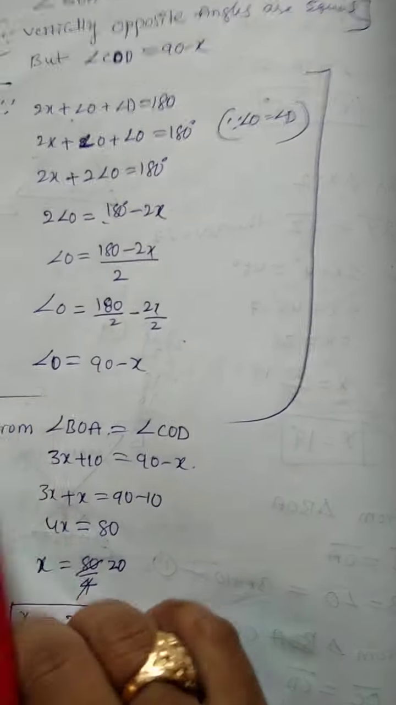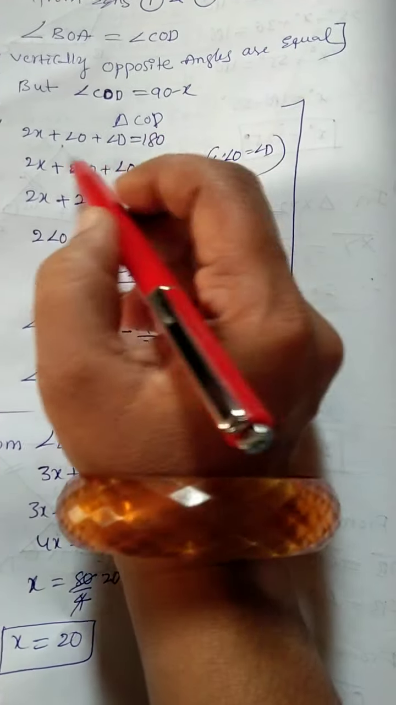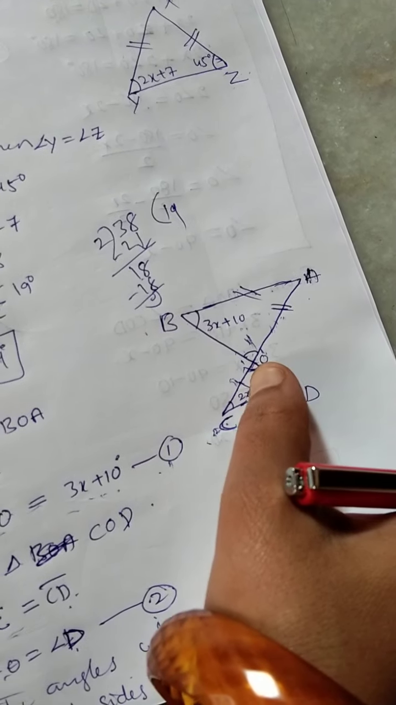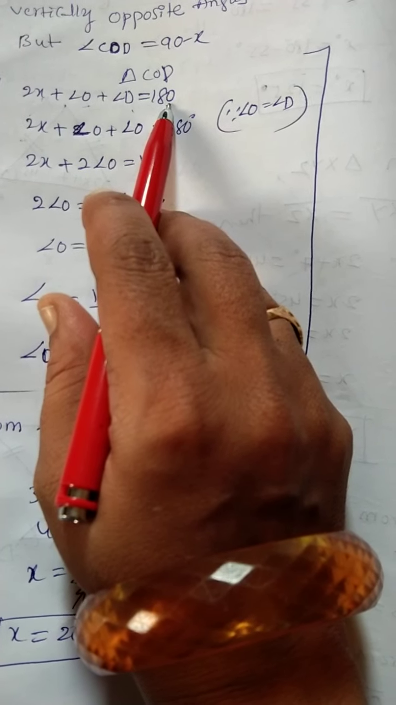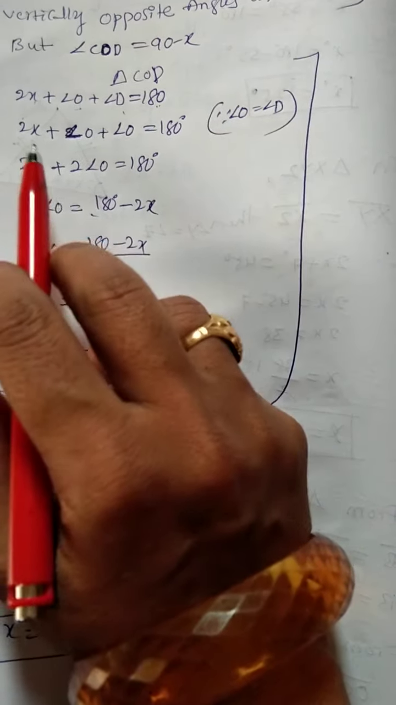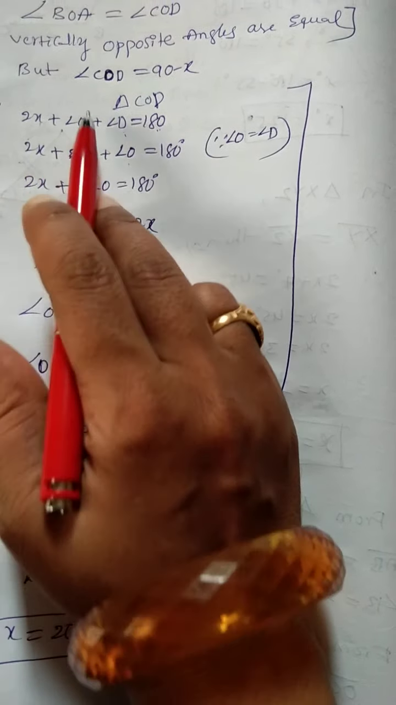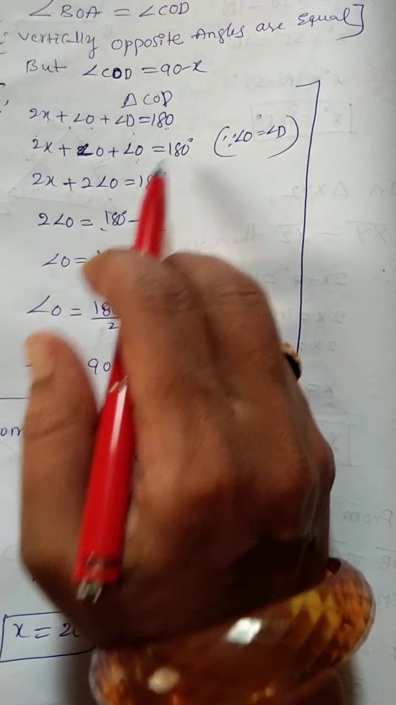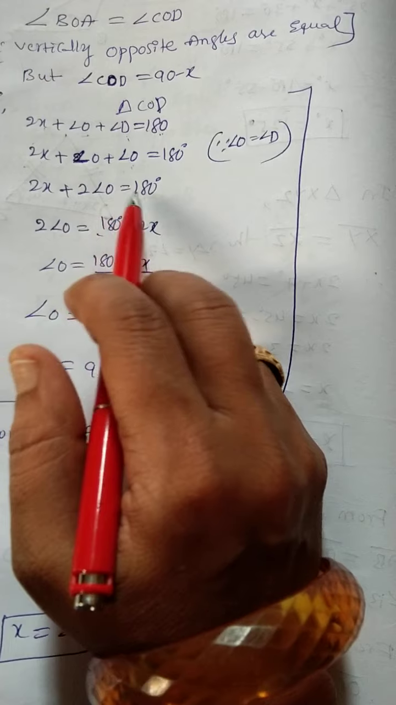See, sum of three angles in a triangle, COD triangle. In triangle COD, sum of three angles in a triangle is 180. So angle 2x and angle O, see here, this is 2x and this is angle O, this is angle D. That sum I took here is equal to 180, but angle O is equal to angle D. So wherever angle D is there, you can write angle O. Okay, 2x plus angle O as it is, angle D instead of angle O you should write, which is equal to 180 degrees.